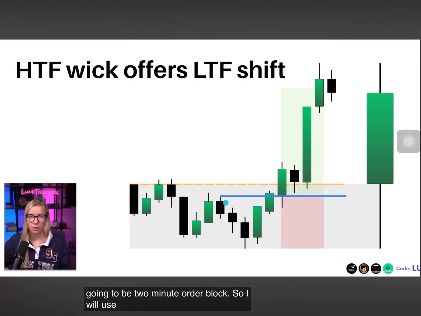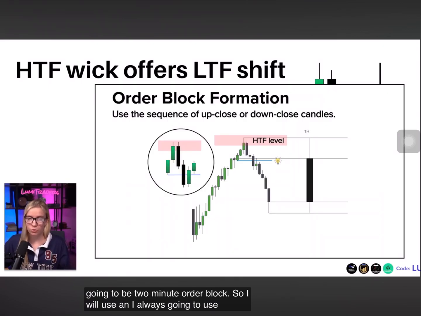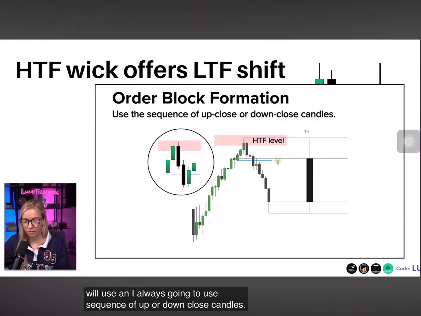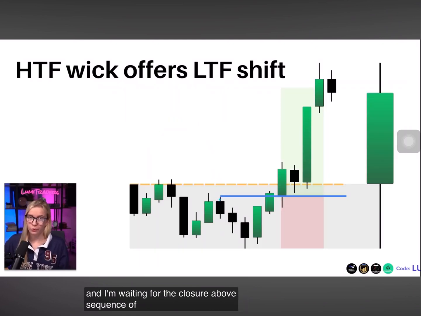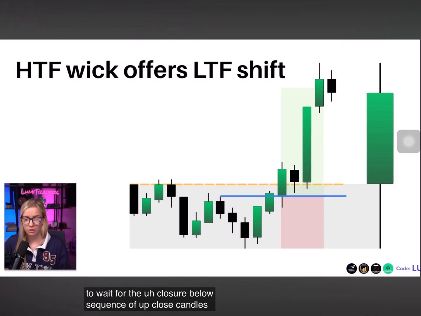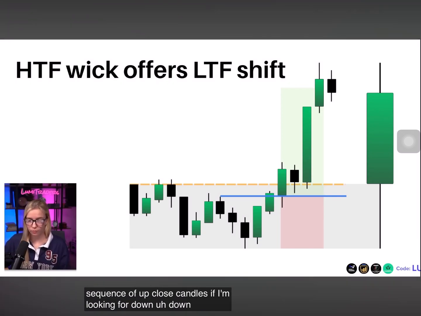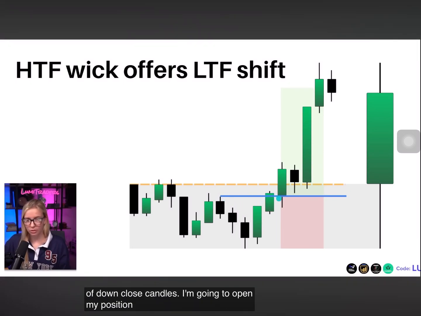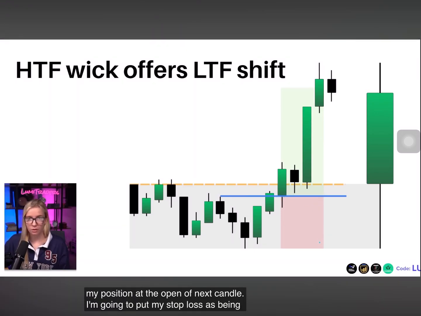So I always use a sequence of up or down close candles, and I'm waiting for the closure above a sequence of down close candles if I'm looking for a bullish shift, or I'm going to wait for the closure below a sequence of up close candles if I'm looking for a down move. So at this point we got closure above a sequence of down close candles. I'm going to open my position at the open of the next candle. I'm going to put my stop loss at swing low, and I'm going to aim for 2R.